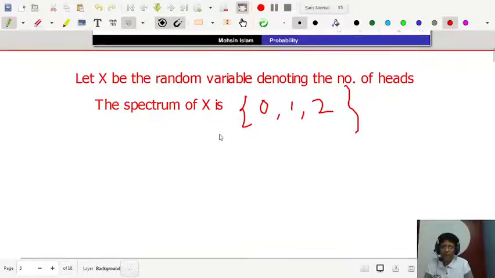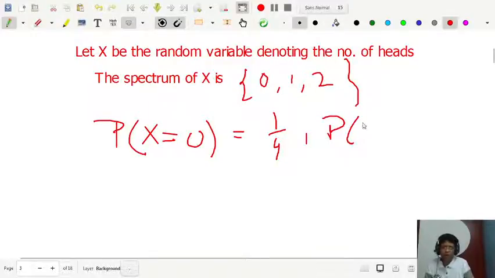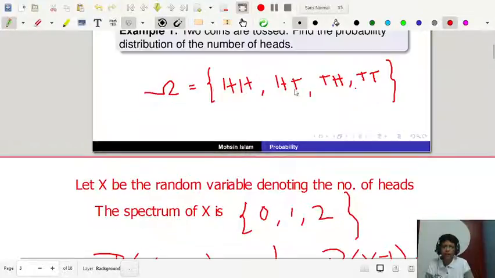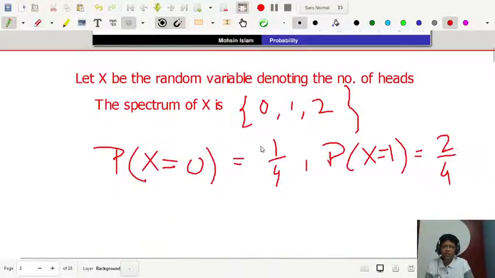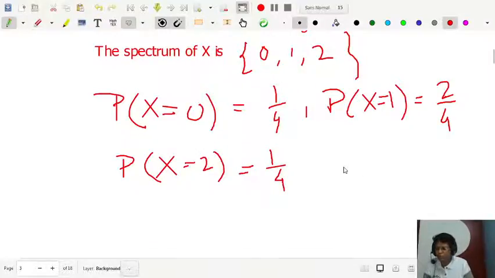Okay, and you can calculate the probability of X equal to 0, that is no head, which is 1/4 from the classical rule. And X equal to 1 will give you 2/4, because you have two cases where you have one head. Look at the event space. And the probability of X equal to 2 will be 1/4, that is 2 heads. Only one case you have, that is 2 heads.